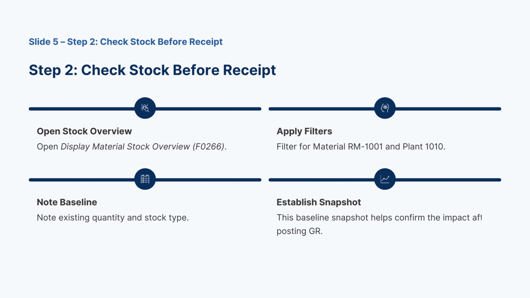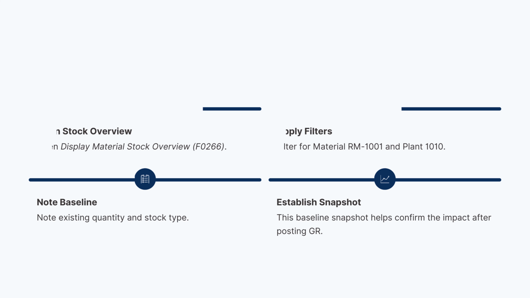Step 2. Check stock before receipt. Open Display Material Stock Overview and search for material RM1001 in plant 1010. Record the current quantity and stock type. This pre-check helps you confirm that the GR will correctly increase the on-hand quantity once posted. Baseline validation is a key audit practice in every implementation.